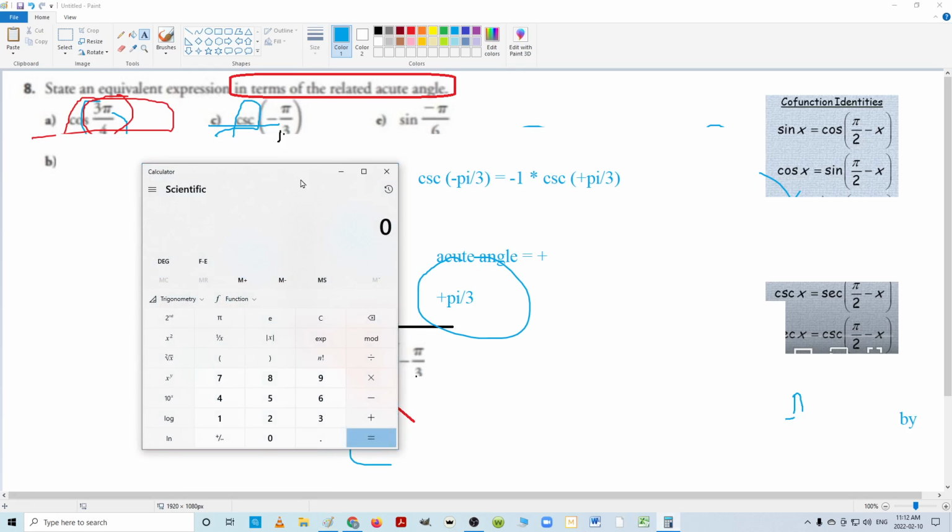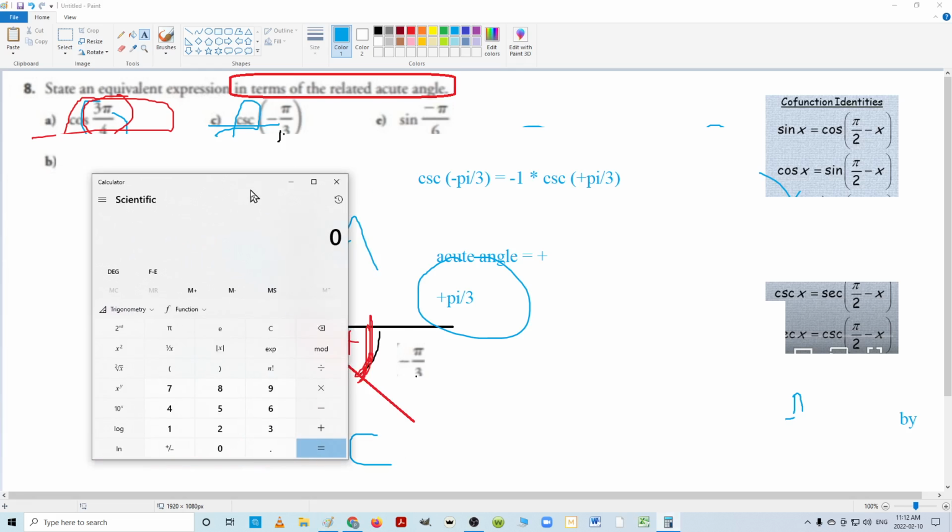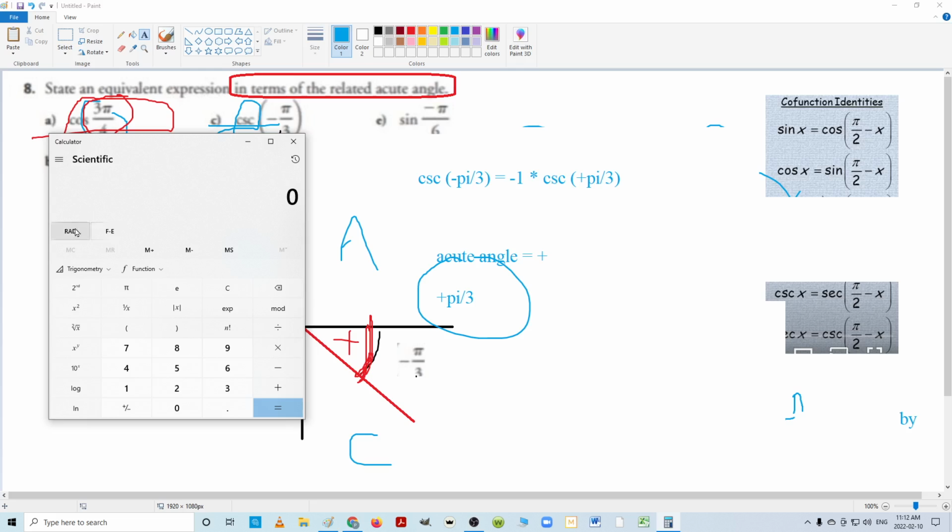Pi over 3, by the way, is the same as 30 degrees. So we should do it in degrees and radians. But let's take pi. We're going to divide it by 3. We're going to make it a negative angle because the negative is inside the angle, which means the radian's negative. And then I'm going to take the cosecant. On the calculator, I have a cosecant button right there. So I get this negative value.